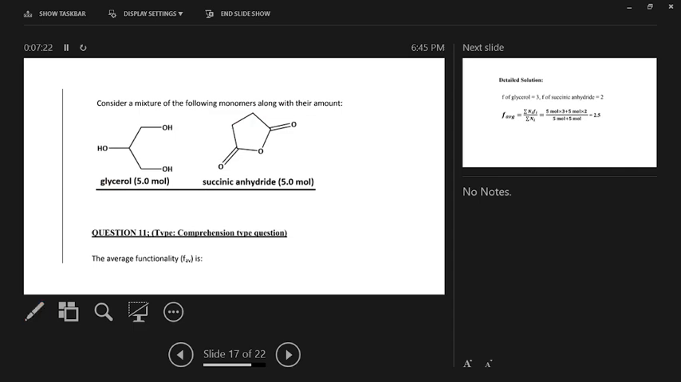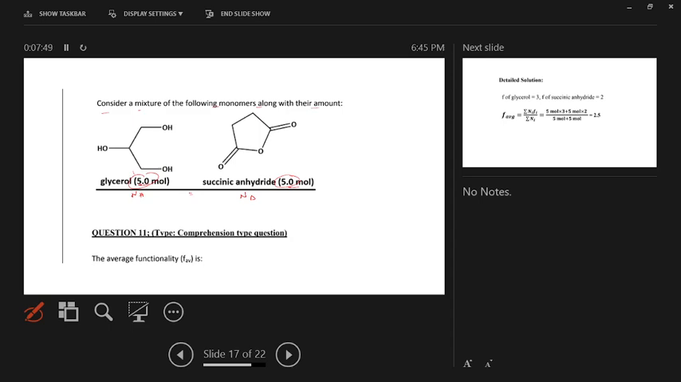Okay, then this question number 11. Consider a mixture of following monomer along with their amount. So these are the same amount, 5 and 5. So you can say Na is equal to Nb, because each monomer has 5 mole. Glycerol you can say, and succinic anhydride.